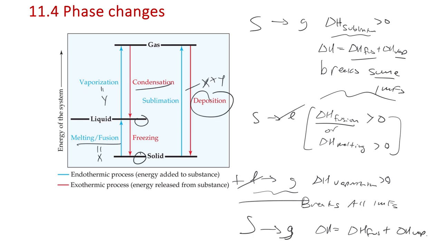So if you flip, just to show one of these, if you go from gas to liquid, that is the negative of the delta H of vaporization. So you're just flipping the sign of the vaporization enthalpy.